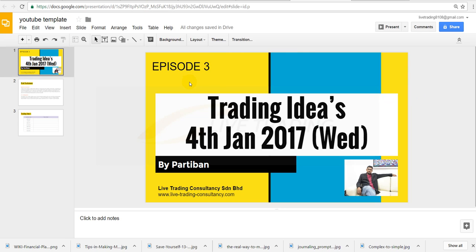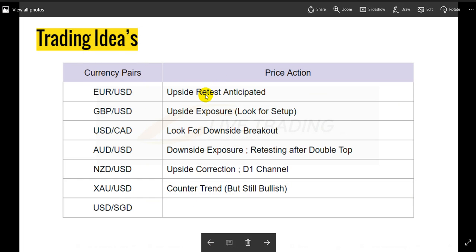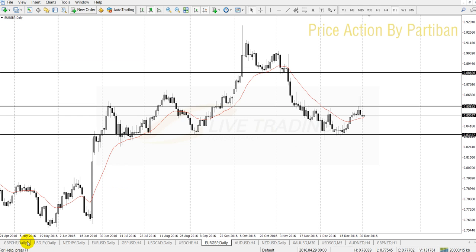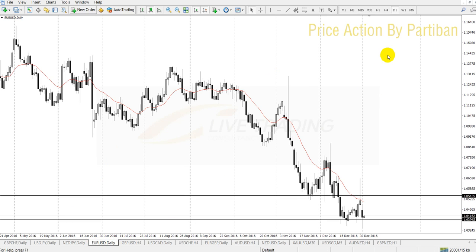Before we go for today's trading idea, I would like to discuss yesterday's trading idea. This was yesterday's trading idea. I updated Euro USD: upside retest anticipated, and then after that it will break down. So let's check.